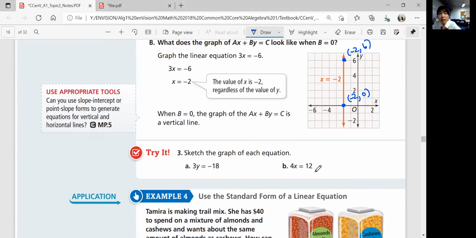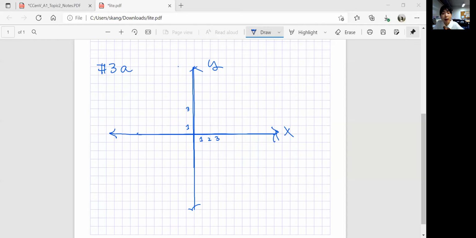Let's try number 3. Sketch the graph of each equation. Can you graph 3y equals -18 and 4x equals 12? Let's try it yourself. Okay, let's look at 3a. You have 3y is equal to -18. So simplify your equation first. Divide 3 on both sides. You get -18 divided by 3, which is -6. So all your points have to be -6 for your y, not your x, okay?